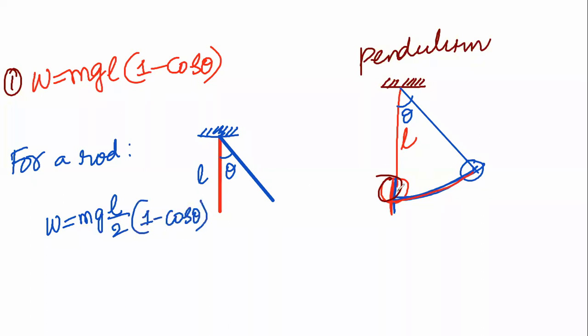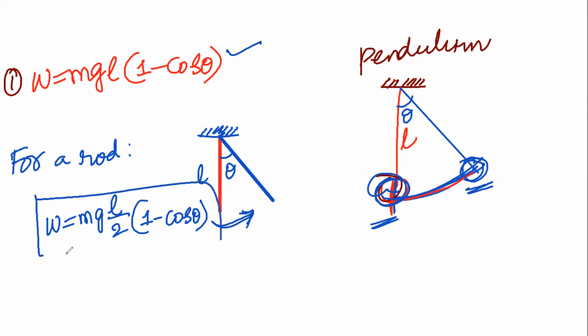For the simple pendulum, if you pull it from the mean position to the extreme position, the work done is mgL into (1 minus cos theta). Here L by 2 won't be there. But if it is a rod of length L rotated through an angle theta from the mean position, work done W is equal to mgL/2 into (1 minus cos theta).